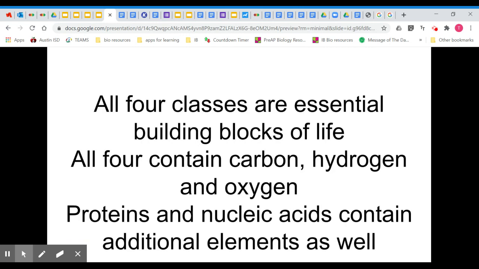So all four classes are going to be essential building blocks of life. All four are going to contain carbon, hydrogen, and oxygen. Lipids and carbohydrates are going to be made up solely of carbon, hydrogen, and oxygen. However, proteins and nucleic acids also contain additional elements. In particular, you have nitrogen and then some other elements added in, depending on what you're dealing with.